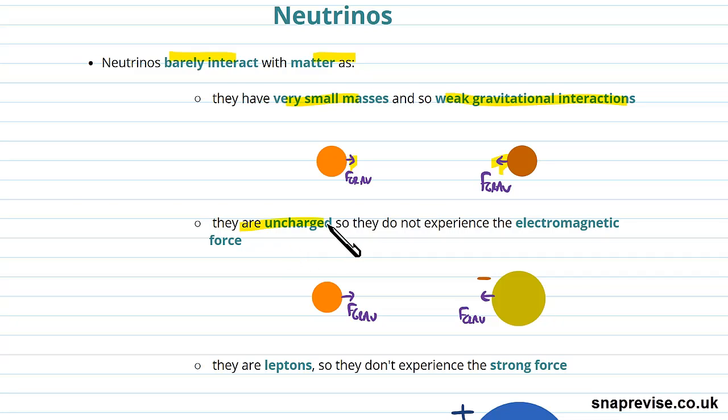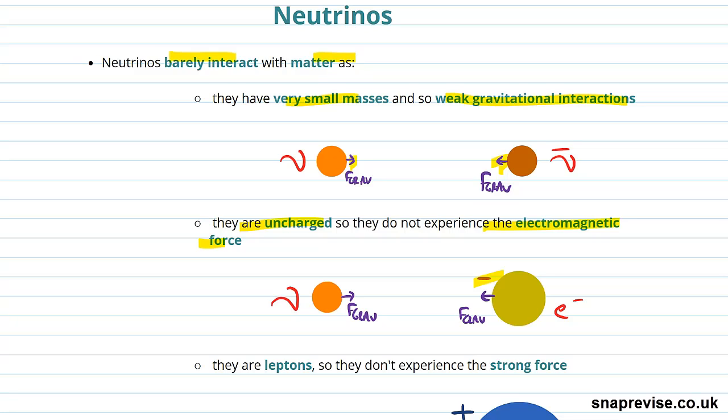But another one is that they are uncharged. So even though leptons can experience the electromagnetic force if they're charged, these neutrinos don't, because they're uncharged, therefore they don't experience the electromagnetic force. Just as hadrons can experience the electromagnetic force if they're charged, and neutrons don't because they're uncharged, neutrinos don't experience the electromagnetic force either.